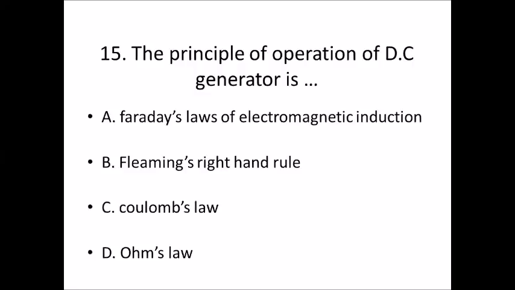15th bit. The principle of operation of DC generator is dash. Option A, Faraday's law of electromagnetic induction. Option B, Fleming's right hand rule. Option C, Coulomb's law. Option D, Ohm's law. Answer guess cheyandi. Answer వచ్చేసి option C, Coulomb's law.